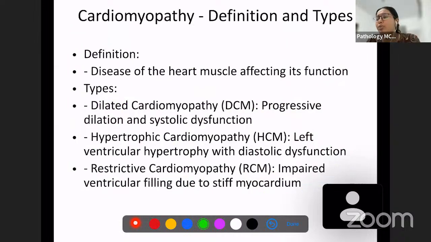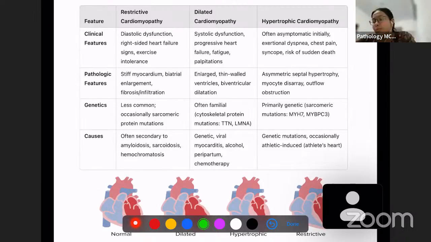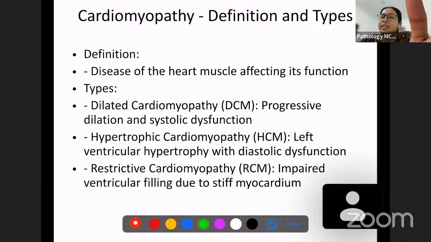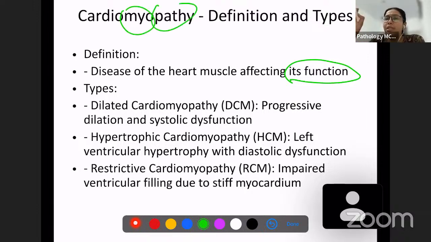And now we are going to discuss cardiomyopathy. What is cardiomyopathy? As the definition reads, it is a disease of the heart muscle, of the function of the muscle. Something is wrong with the cardiac muscle. There are three types of cardiomyopathy. There are other types also, but the three types which you have to definitely remember are dilated cardiomyopathy, hypertrophic cardiomyopathy, and restrictive cardiomyopathy.